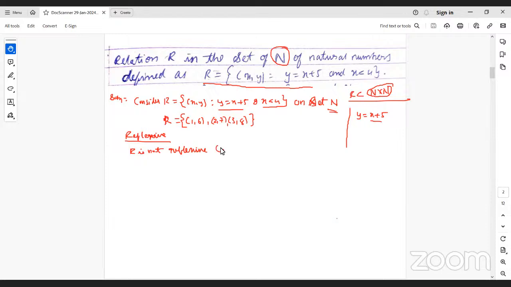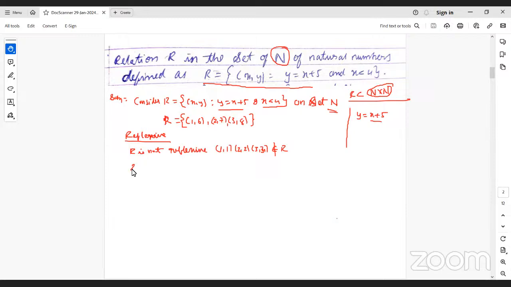See (1, 6), (1, 1). Such ordered pairs, (1, 1), (2, 2), (3, 3), are not belonging to R. But these are all elements of natural numbers. For the ordered pair, the first element and second element must be the same. The first element must be a, and the second element must also be a. Such ordered pairs are not present here.